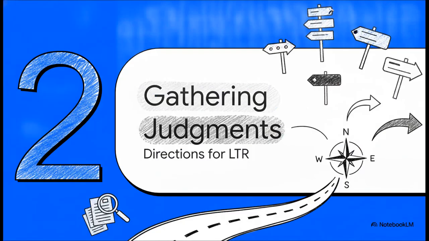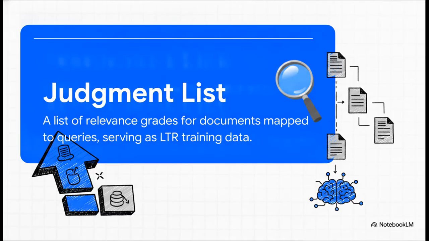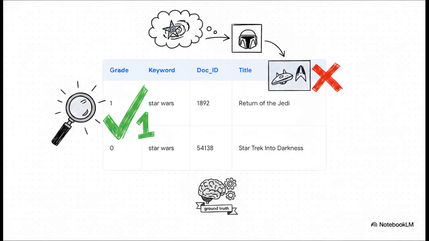Moving into part two, gathering judgment lists, getting the directions for LTR. Think about it. Every self-driving system needs directions, right? And for our search engine, those directions come in a very specific format. You can think of the judgment list as your foundational training data. It tells the system exactly what actual users consider to be an ideal ranking. Without this data, the LTR system is essentially blind. It absolutely needs these mapped examples of queries pointing to correctly ranked documents so it can start learning those overarching patterns.